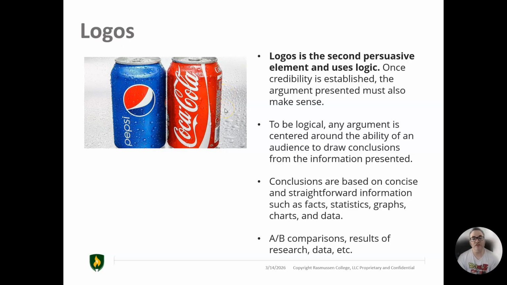Now, logos is a little bit different. Logos is the second persuasive element, and it uses mainly logic. Once credibility is established, you have some source to be credible for. The argument must be presented to also make sense. To be logical, any argument is centered around the ability of the audience to draw conclusions from the information presented. So these conclusions are based on concise and straightforward information, such as numbers, facts, statistics, graphs, charts, any type of A-B comparison, usability comments, anything that deals with feedback with numbers or data is where logos comes into play.